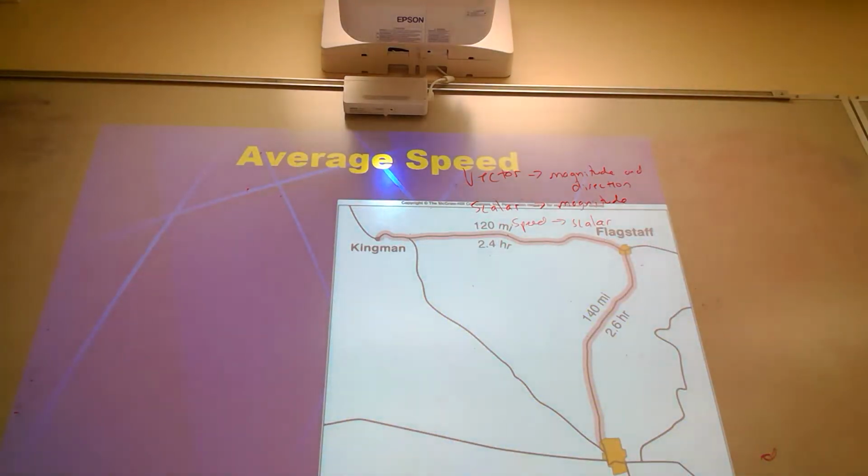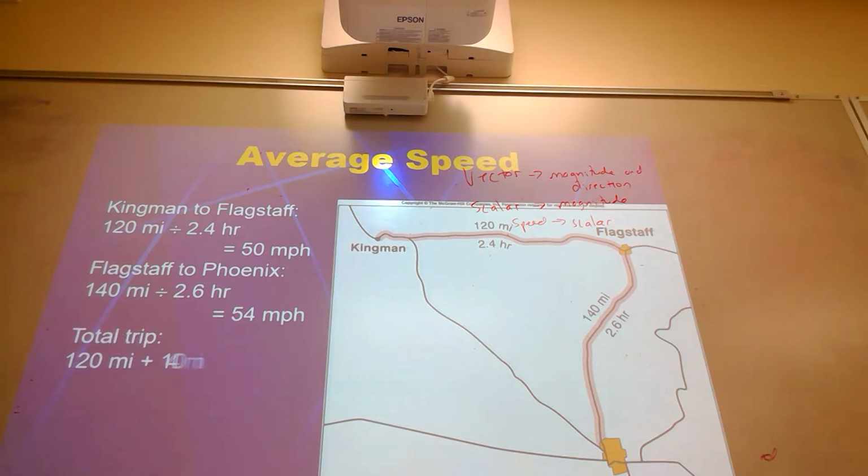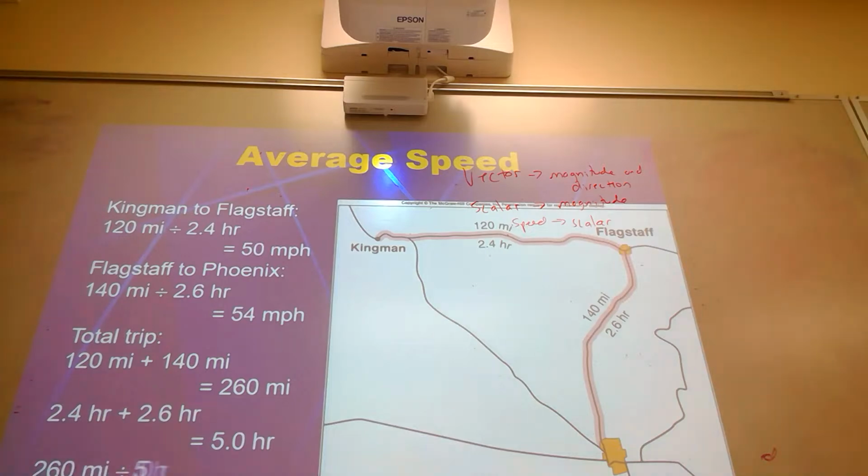So for average speed, they give you this example from Kingman to Flagstaff. We just said your speed is your distance traveled divided by the time. So 120 miles in 2.4 hours gives an average speed of 50 miles per hour. Flagstaff to Phoenix, 54 miles per hour. The total trip, 120 miles. Now, it comes out exactly in the middle. It doesn't have to work that way.